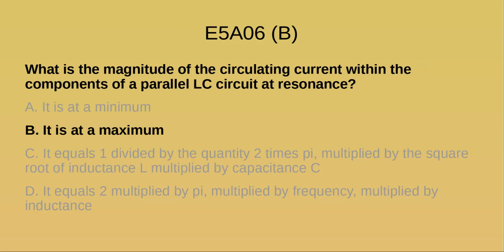The key of those two questions you have to pay attention to is the input current versus the circulating current. If you get those on the test, because the input is minimum, the circulating current is maximum. So really watch the wording on those two questions. Any questions so far?